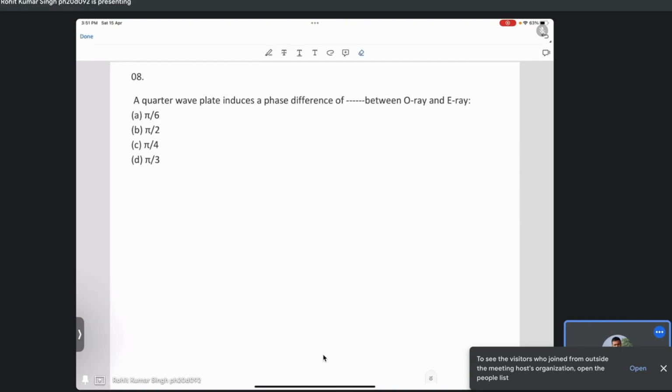So next problem. Here we have this problem. A quarter wave plate induces a phase difference of blank between O ray and E ray. Do you know what quarter wave plates and half wave plates are? So why do they maintain a phase difference between O ray and E ray? Why is that?